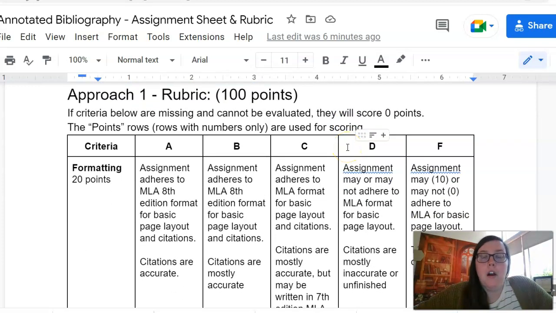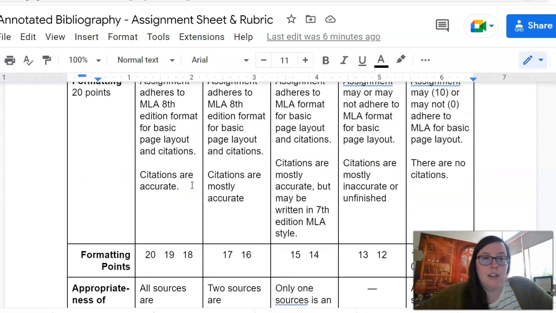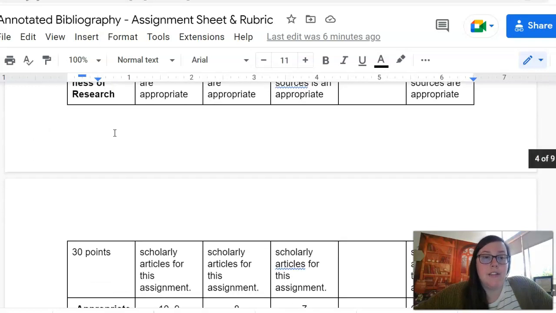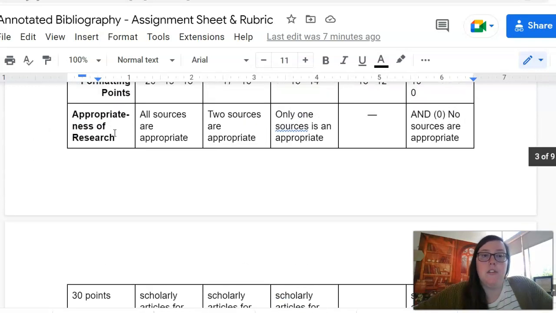So if you are going with the traditional route, finding three scholarly articles, citing them, writing summaries, here's how I'm grading that assignment. I'm looking at your formatting. Does it adhere to the MLA format that I'm looking for? Are your citations accurate? Are your research sources scholarly articles? That's really the question next. All of them must be scholarly articles.